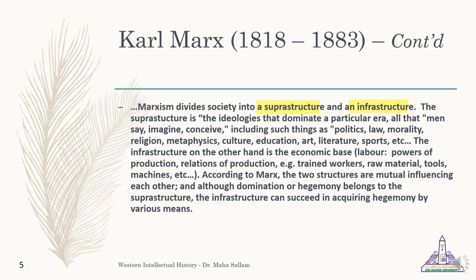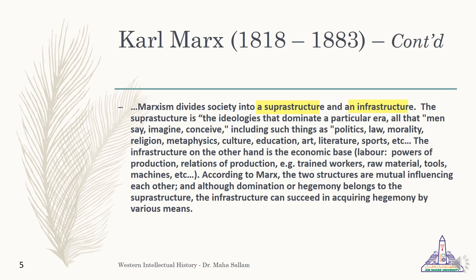Now, one final point before we come to the end of our lecture. Marxism divides society into a suprastructure and an infrastructure. According to Marx, the suprastructure is the ideologies that dominate a particular era, or in other words, everything men can say or imagine or conceive. For example, politics, the law, morality, religion, metaphysics, culture, education, art, literature, sports, all these are part of the suprastructure of any society. On the other hand, the infrastructure is the economic base of society.